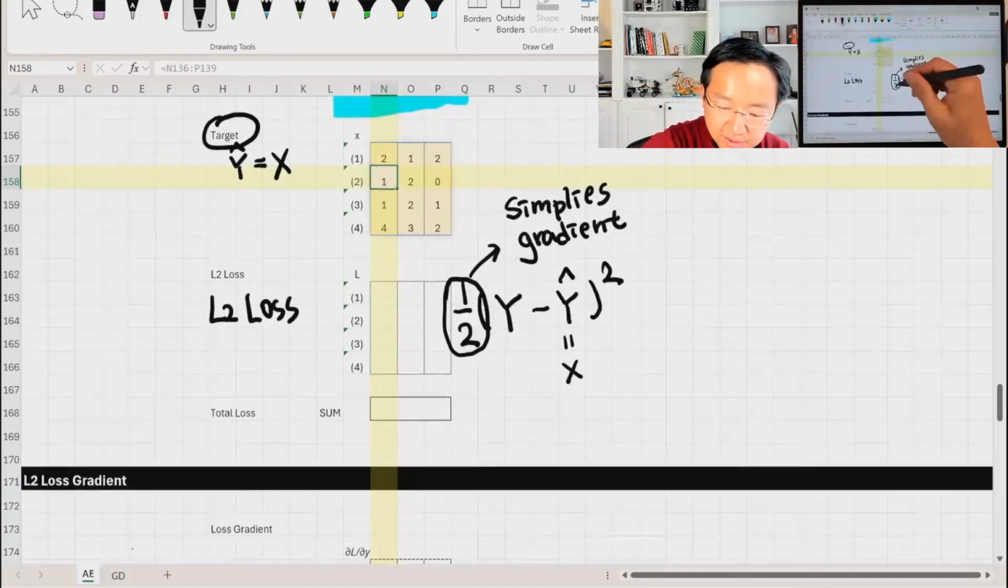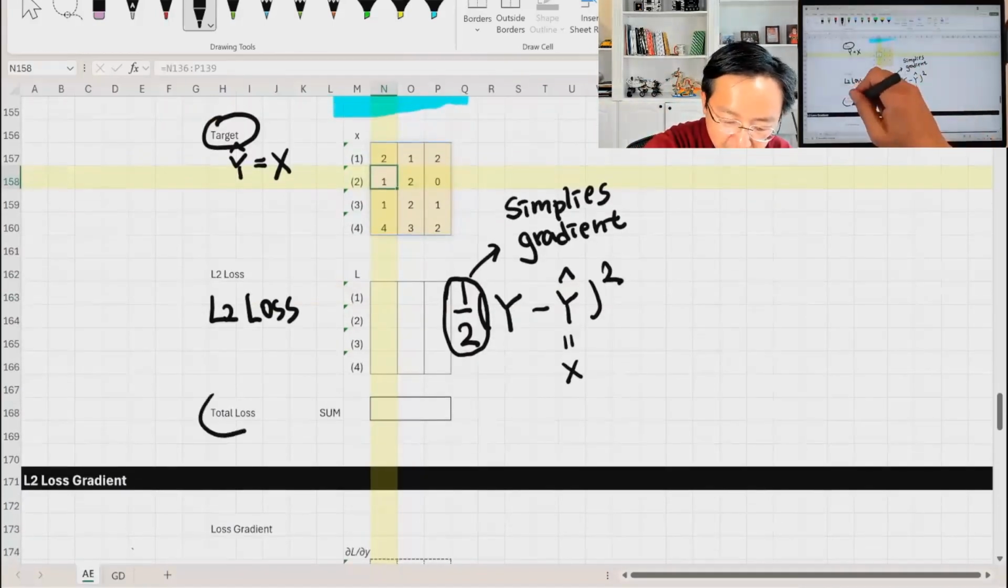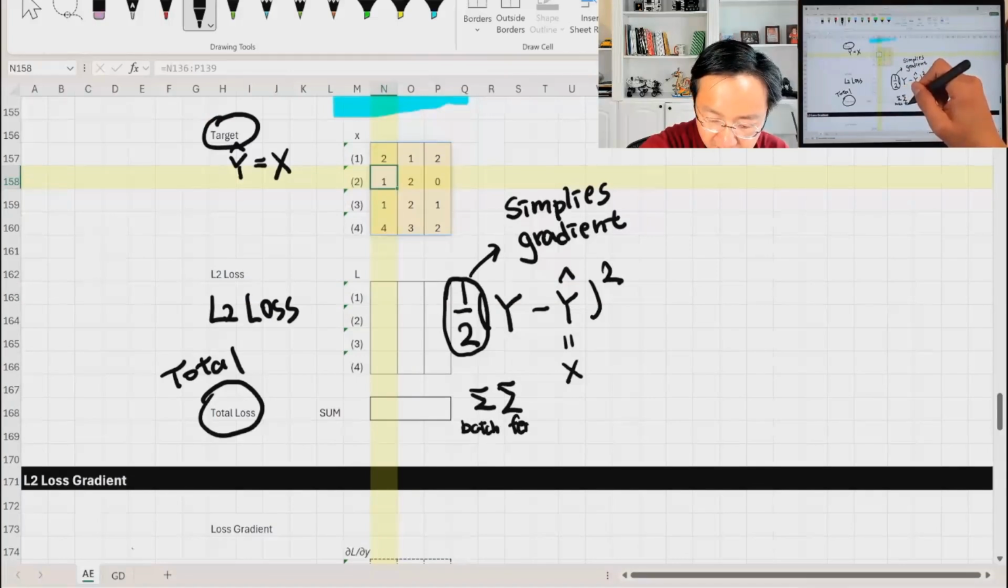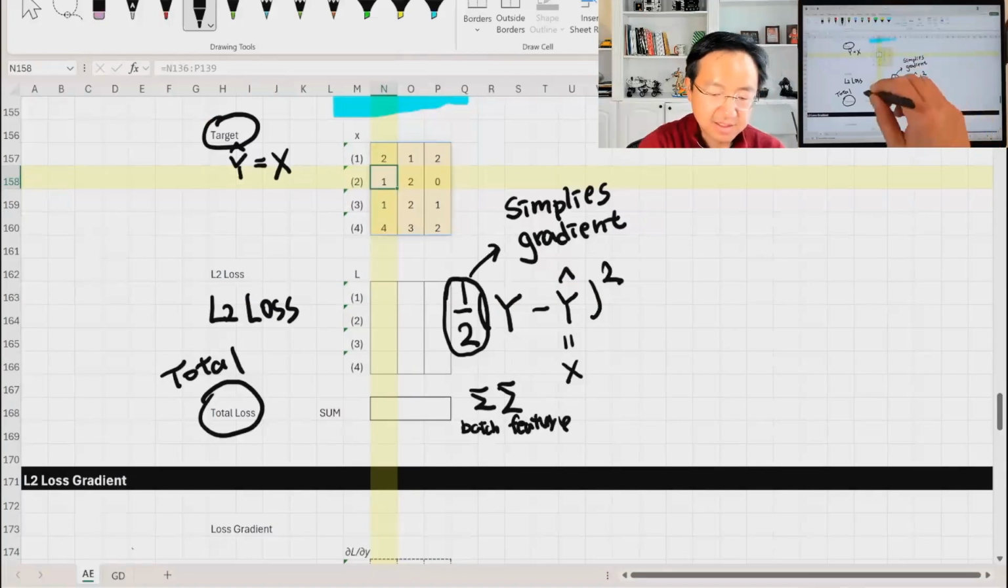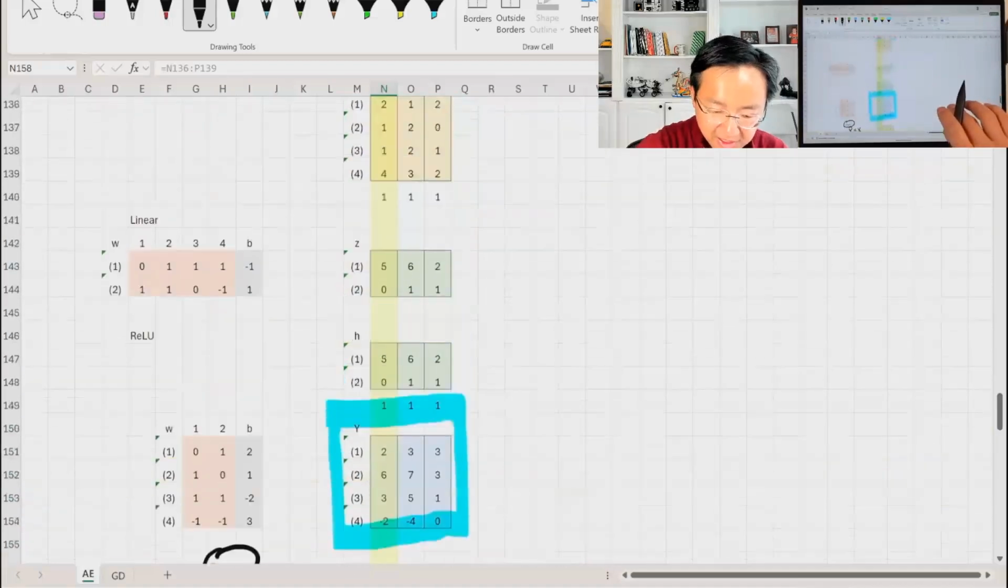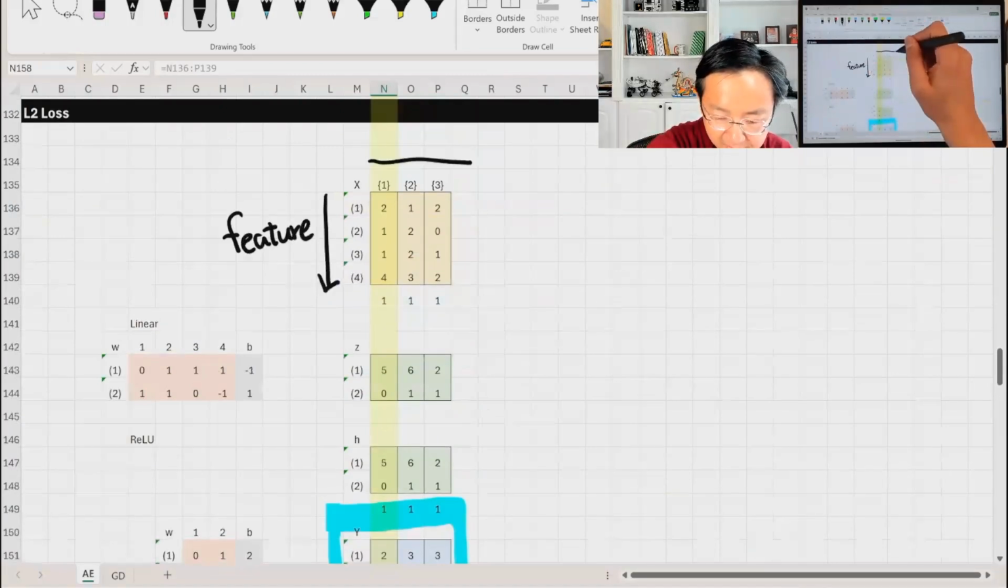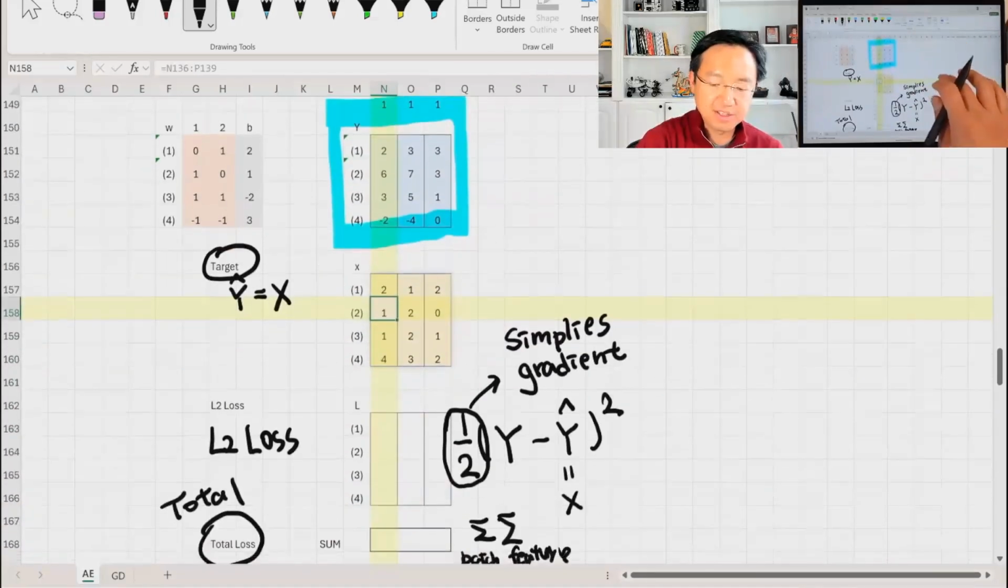Eventually we get a total loss. How do we do it? We just take a double summation over this term. Why? Because there are 2 dimensions: one is over the batch, the other is over the feature. Going up a little bit, you can see these are the feature dimensions, 4 different feature dimensions, and this is the batch. I use this example to show you how to calculate a batch at a time.